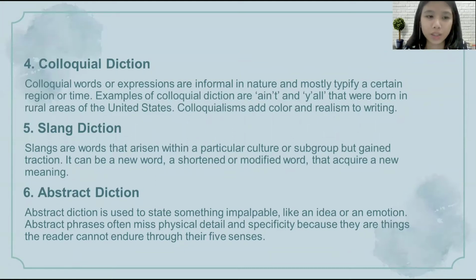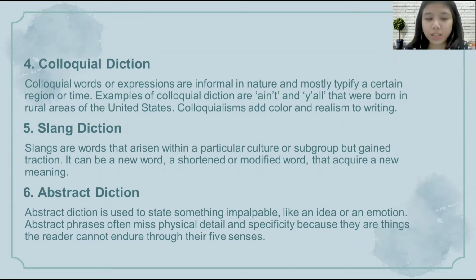5th, slang diction. Slangs are words that arise within a particular culture or subgroup but gain traction. It can be a new word, or a shortened or modified word that acquires a new meaning. Examples of common modern slang words are dope, which means cool or awesome, salty, which means bitter, angry, or agitated, and GOAT, which is an abbreviation for greatest of all time.